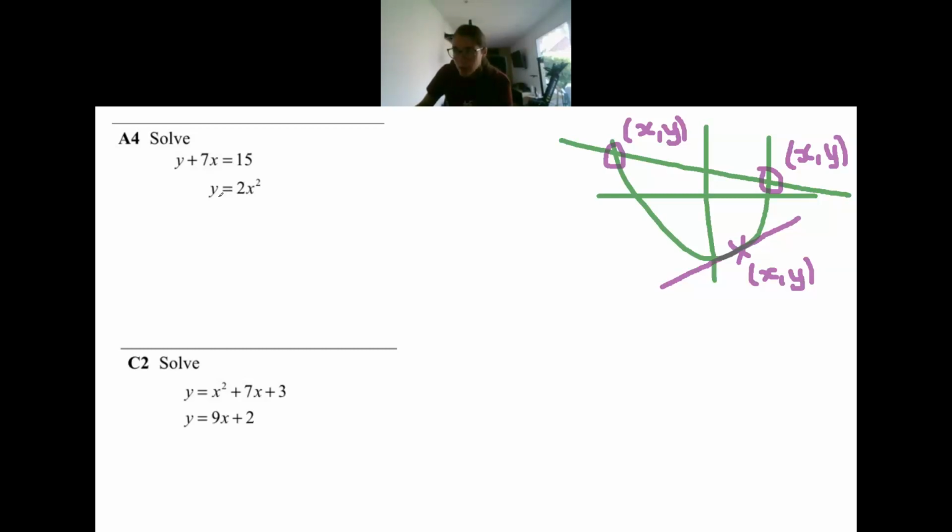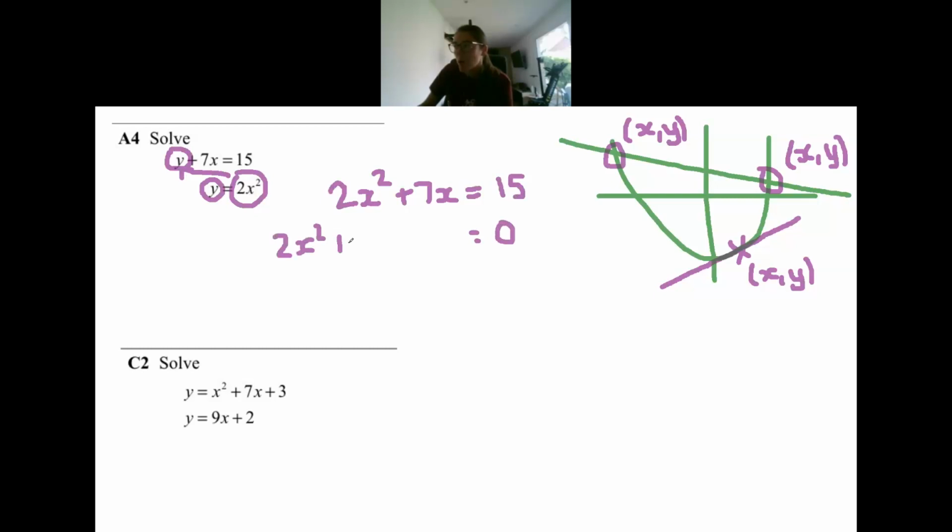Now, we can use the substitution method. y is 2x squared. So in place of y here, I'm going to substitute in 2x squared. So that's 2x squared plus 7x equals 15. There we go, on the lookout for a quadratic. To solve, it needs to be equal to 0. 2x squared plus 7x minus the 15 equals 0.